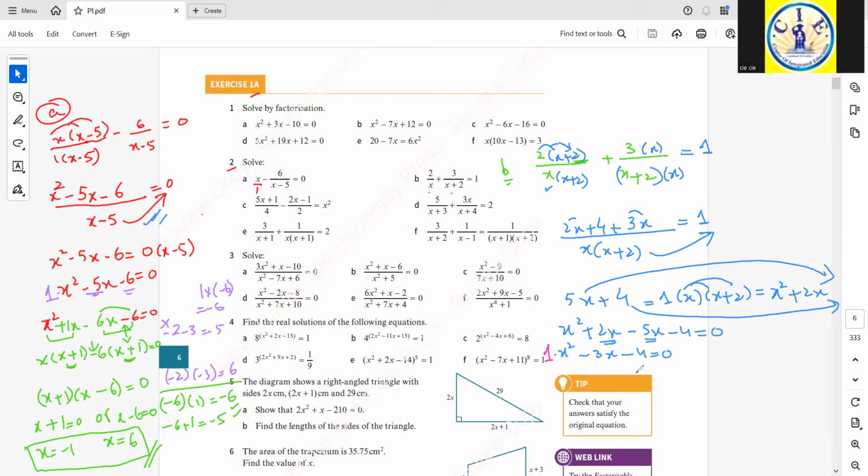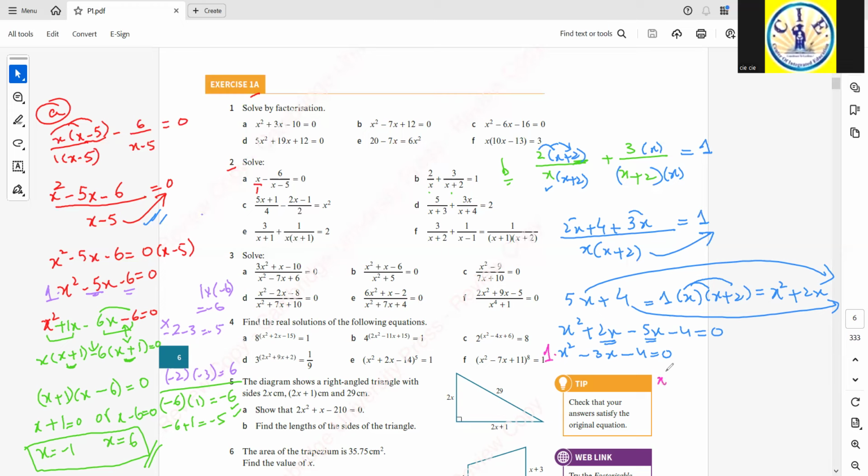So 1 times negative 4 is negative 4, and I need to have the factors of negative 4, which could be either 4 and 1 or 2 and 2. 2 and 2 do not give us 3. So the factors are 4 and 1.